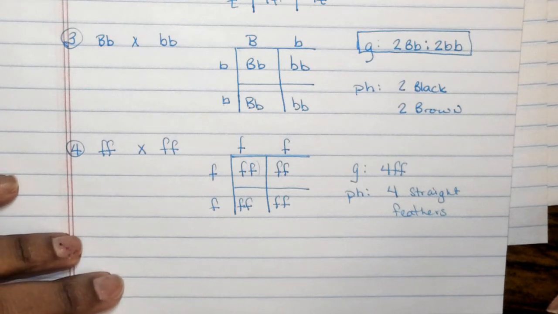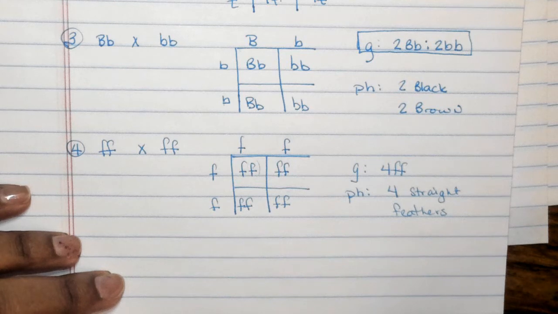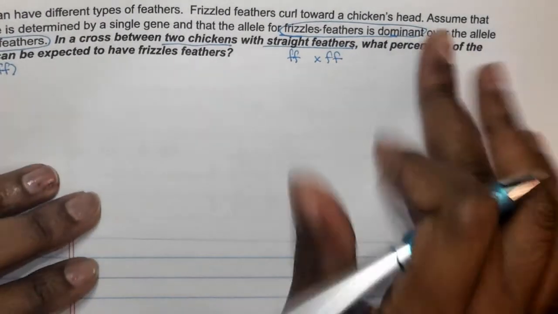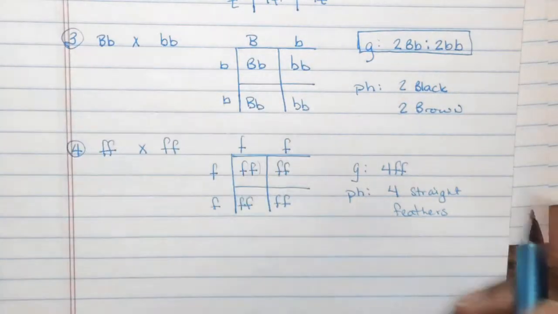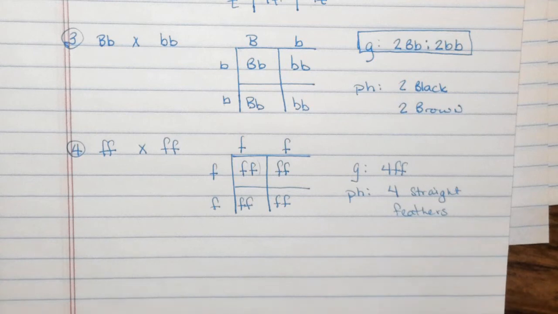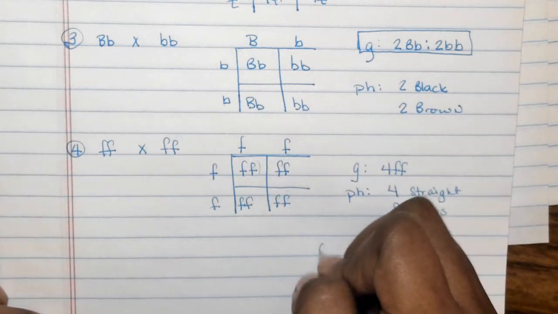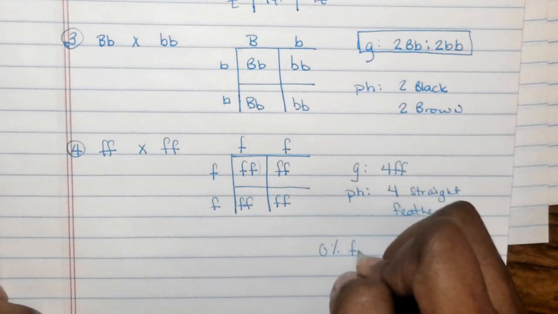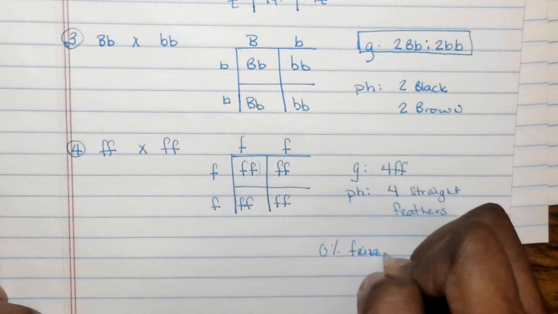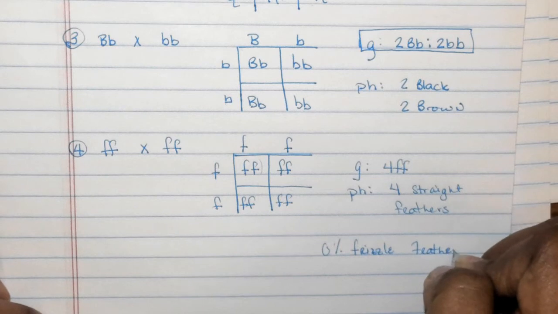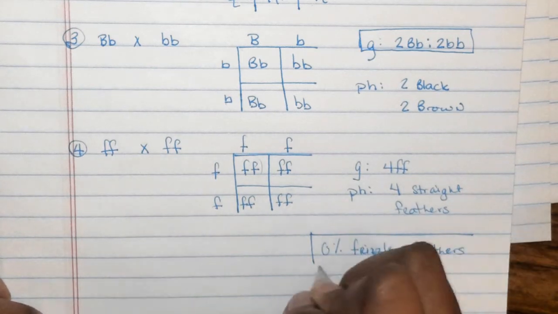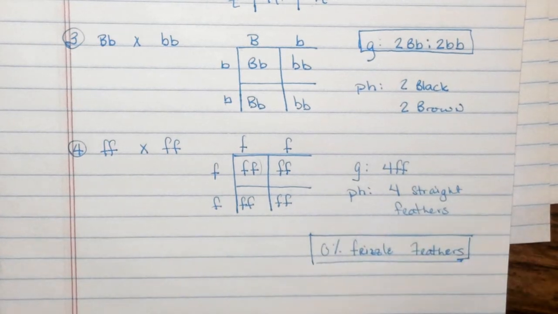And I think, oh, we didn't finish. I didn't finish answering that question. So it says, what percentage of the offspring are expected to have frizzled feathers? Well, none of them, because they all have straight feathers. So we're going to go with 0%, frizzled feathers. And there you go.